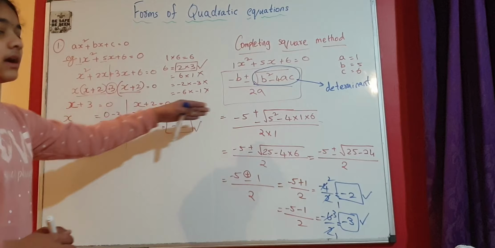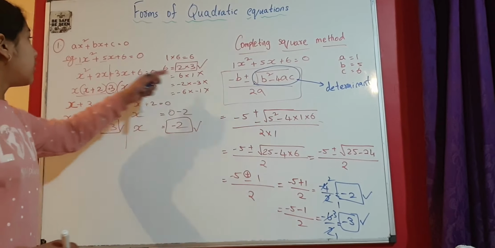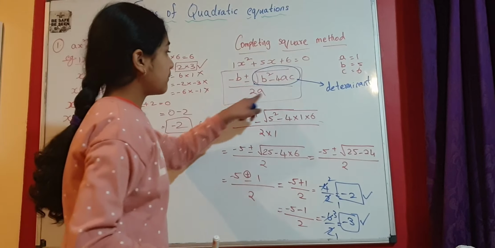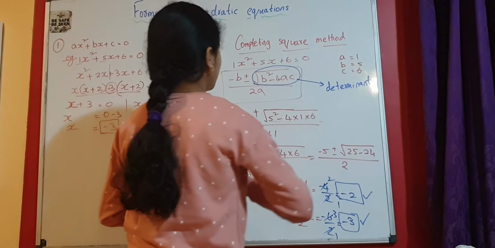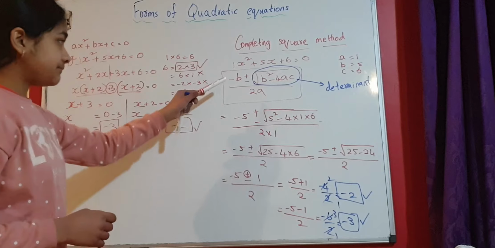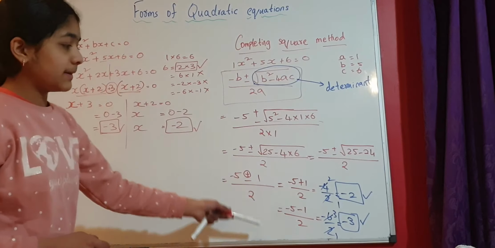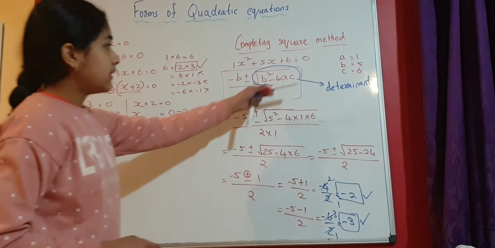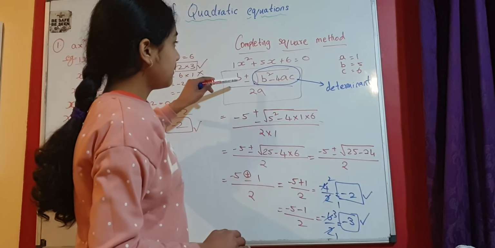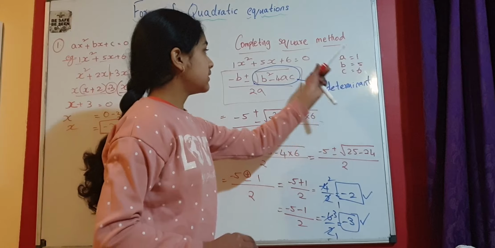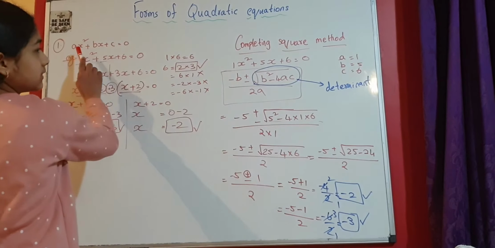So you can use either the completing square method or this one. Here you need to remember this formula, minus b plus or minus under root b square minus 4ac upon 2a. So you can solve it by this process. Just simplify it and substitute. So first substitute a, b, c, substitute these values. So you will know by seeing this one.